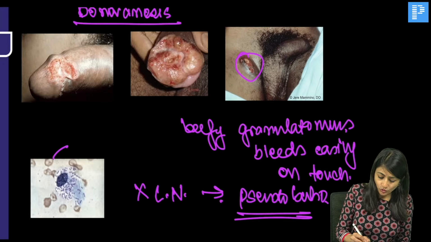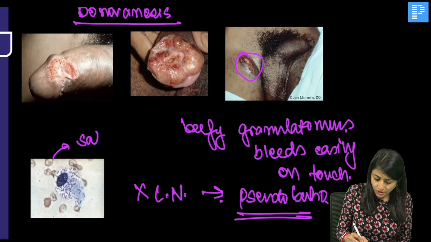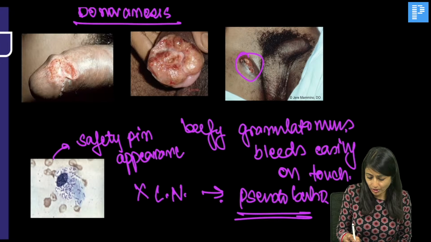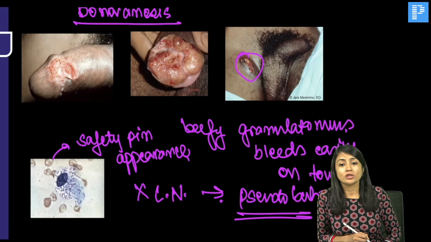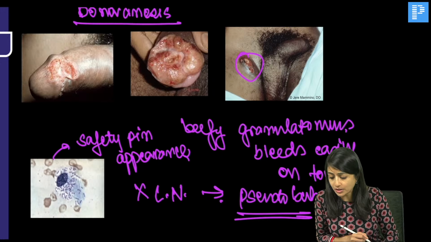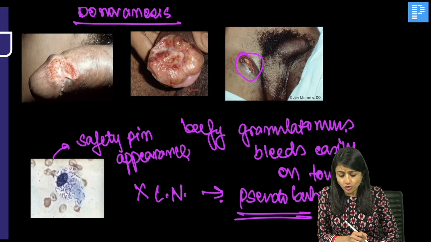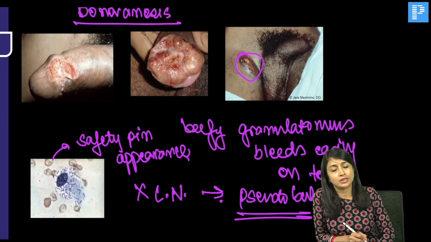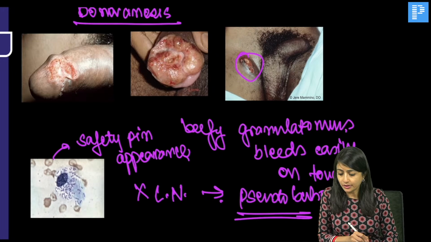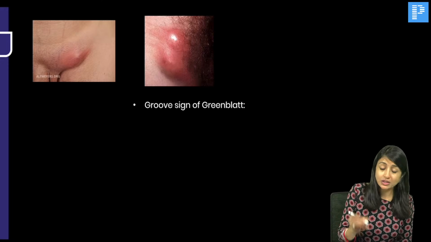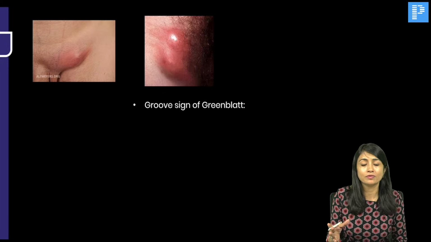And here if you do a Giemsa staining, you see safety pin appearance. So, these are all the important points about Donovanosis. Caused by Klebsiella granulomatis, causes beefy granulomatous red ulcer which bleeds easily on touch. You see a pseudobubo sign and you see safety pin appearance on Giemsa staining. Clear? Clear everyone?